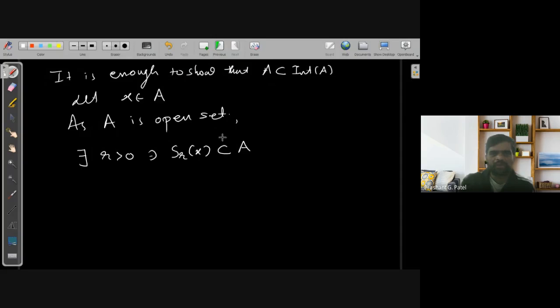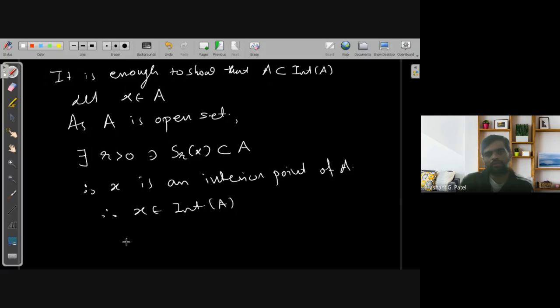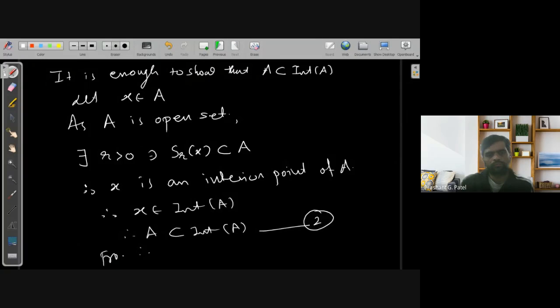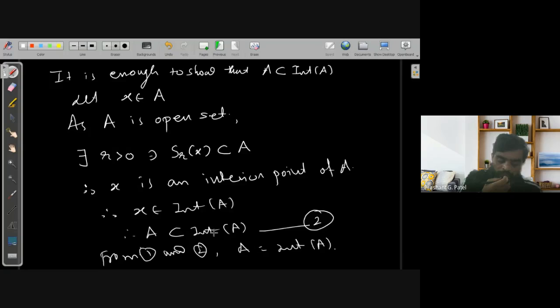But this statement gives you X is an interior point of A. So therefore, X belongs to interior of A. So therefore, A is a subset of interior of A. So if I call this statement 2, and this one statement 1, then from 1 and 2, A is equal to interior of A, which completes the proof of this.